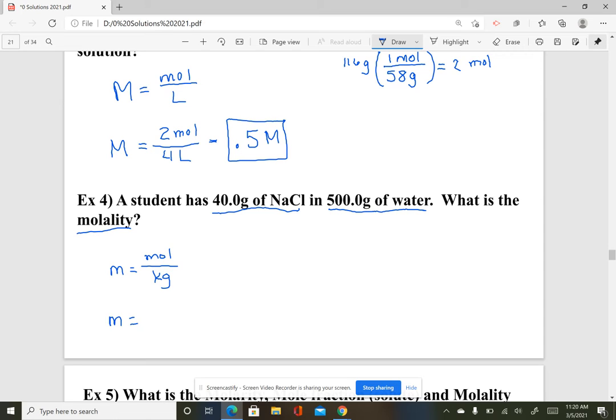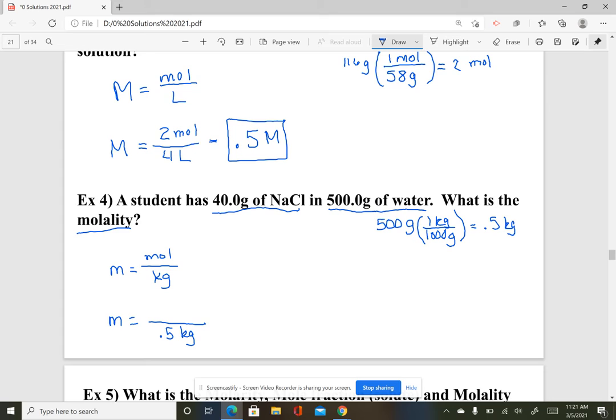So guys, my water is my solvent. I can't plug 500 grams in. I know that there are 1,000 grams in 1 kilogram. So I'm dividing by 1,000 first. So 0.5 is my kilograms. That's going to go on the bottom.